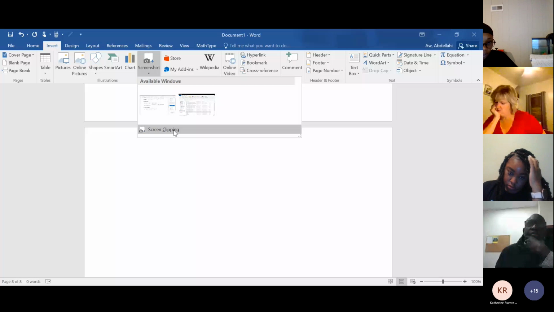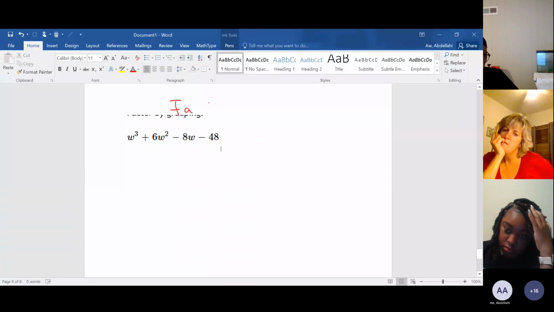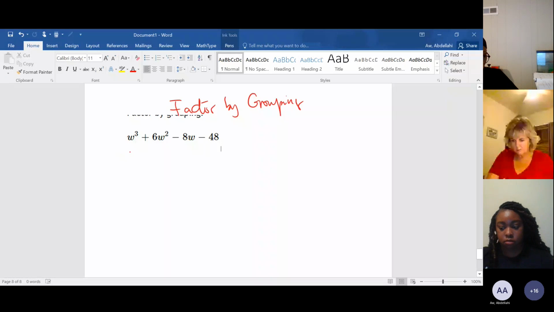All right, so we're going to do factor by grouping. For this one right here, we say factor by grouping. Neighbors with neighbors, right? Let's do this one together.